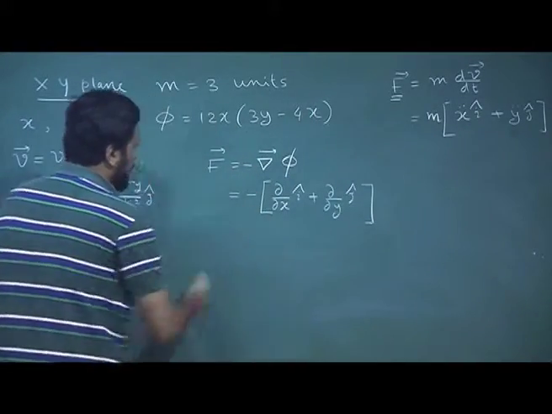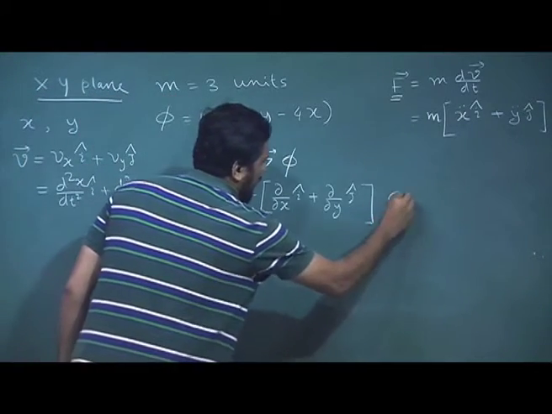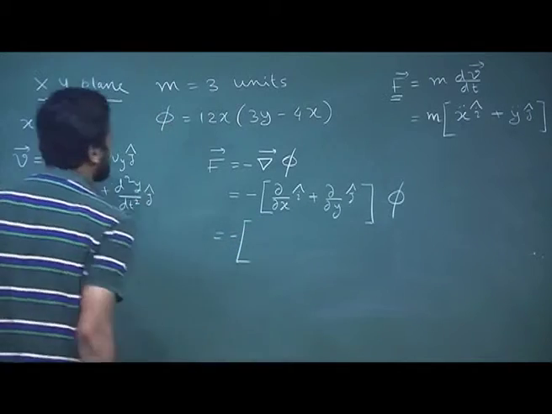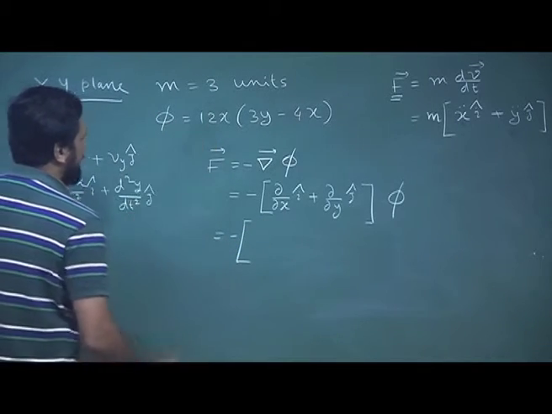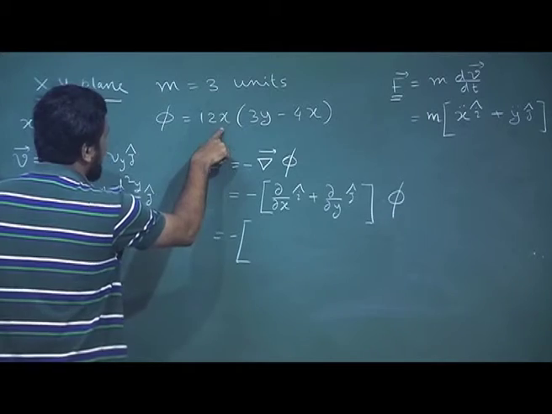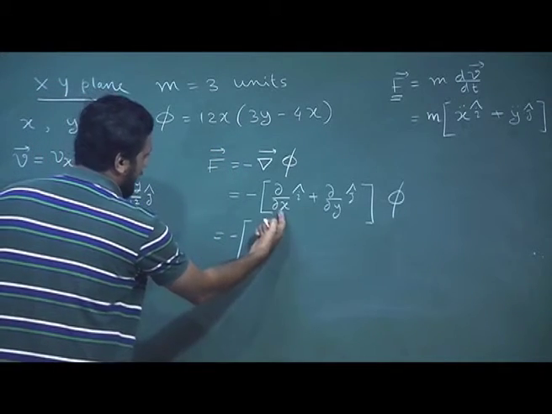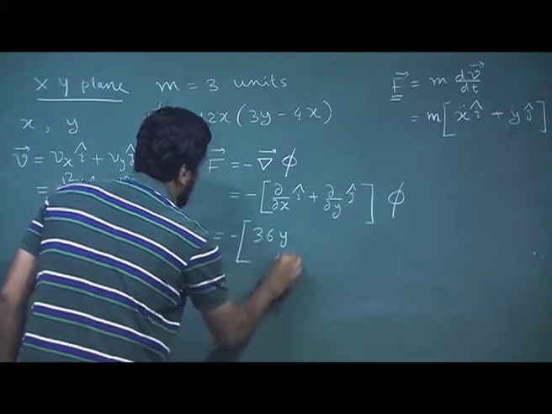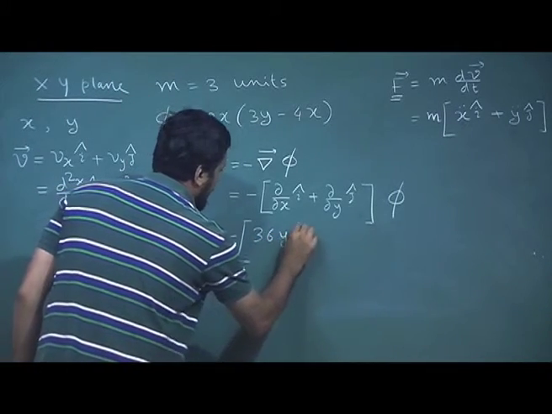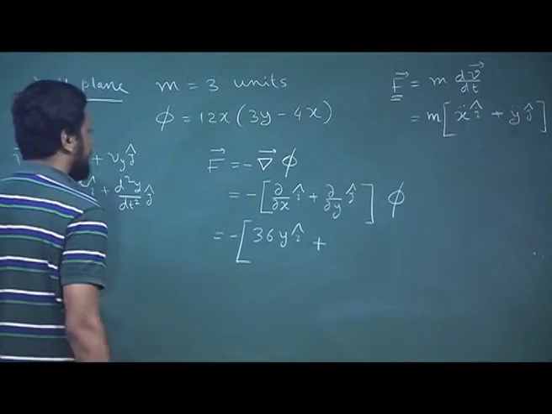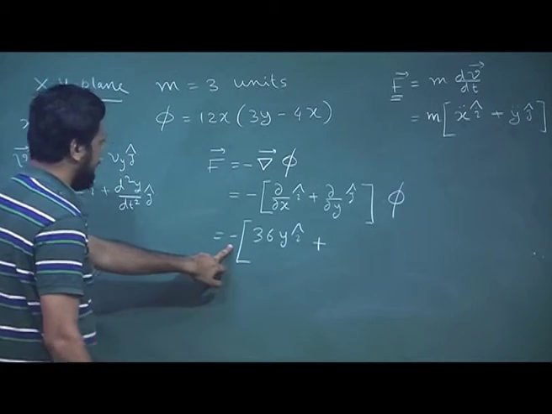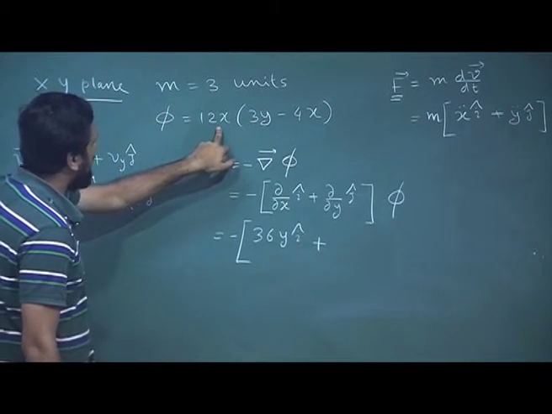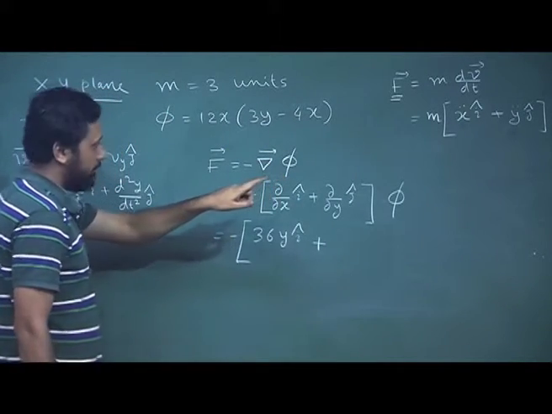Okay. So, once we operate this on phi, what we get is minus. The first term of phi is essentially 36 xy. When we take del x of that, we get 36 y I cap plus, please remember there is a minus sign here. So, we will just keep it like this, and the second term is minus 48 x square. Okay.